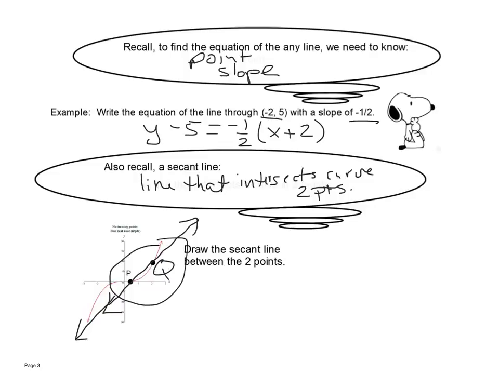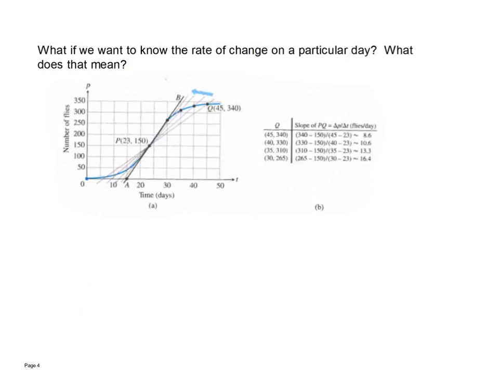All right, now, what if we go back to our fruit fly problem that we were talking about earlier, and we want to find the rate of change on a particular day? Well, we only know how to find slope or rate of change between 2 points, so we are going to use that idea. We could find it between P and Q, all right? And here it is, right there, 8.6. We did that already. And if I move the Q closer, let's go to 40 days, between 23 and 40 days, it's a little bit steeper.